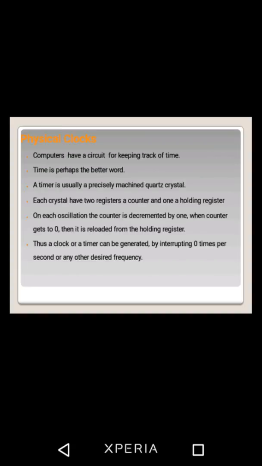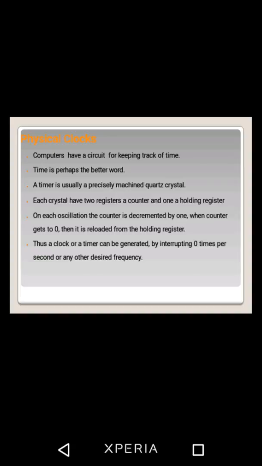Now physical clocks. What is actually a clock? All computers have a circuit for keeping track of time, which is called a clock. Timer is perhaps a better word. A computer timer is actually a precisely machined quartz crystal, which when kept under tension oscillates at a well-defined frequency that depends on the kind of the crystal, how it is cut, and the amount of tension applied on the crystal. Each crystal has two registers, one counter register and another holding register.